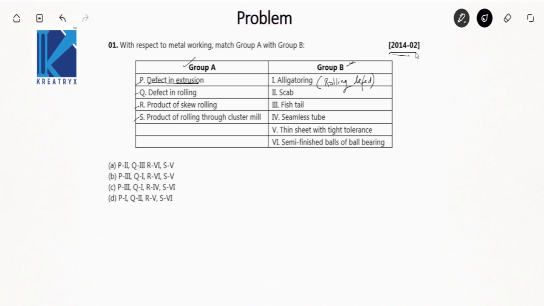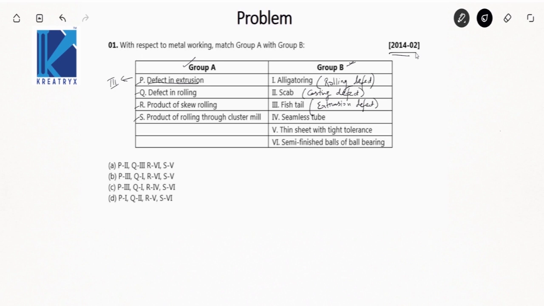Now the second option is scab. Scab is again not an extrusion defect, it's a casting defect. Now the third option is fishtail. Yes, fishtail is an extrusion defect. So what is basically fishtail? Fishtail is due to the movement of surface oxide and impurities towards the center of the billet. So for P it's 3.